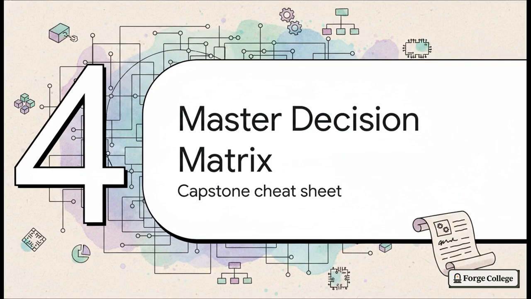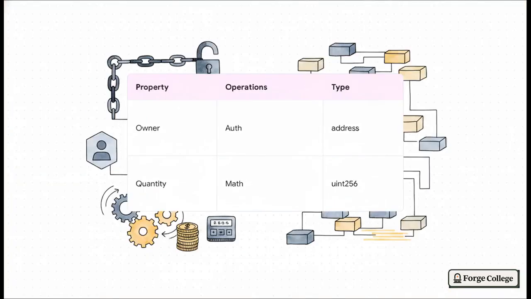Welcome to section 4, the master decision matrix, basically the cheat sheet for your capstone. Notice how standard domain properties map instantly to specific types here. Got an account or an owner that needs authentication checks? Boom, recommended type is address. Got a counter or a quantity that requires arithmetic? Map that instantly to uint256. Following this matrix gives you gas-efficient, direct ABI integration without overthinking it.